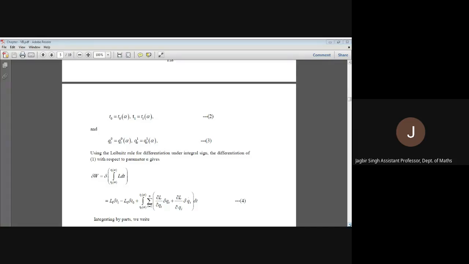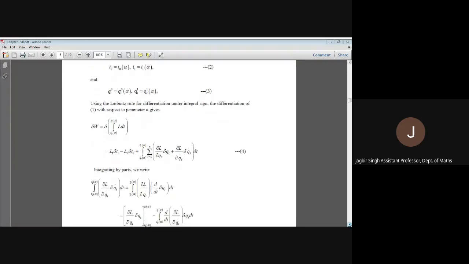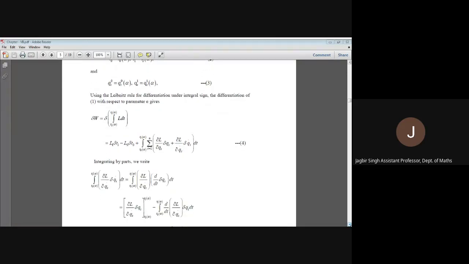Okay. Now integrating by parts, we are proceeding in the manner that we proceeded yesterday also. We just find out the integration of the second term, means the integration of curly L by curly Qi dot del Qi dot. So it will be integration T0 alpha to T1 alpha curly L by curly Qi dot del Qi dot dt. Yesterday we did it. The delta Qi dot will be equal to d by dt of del Qi.